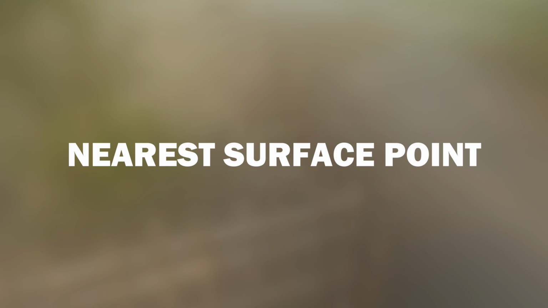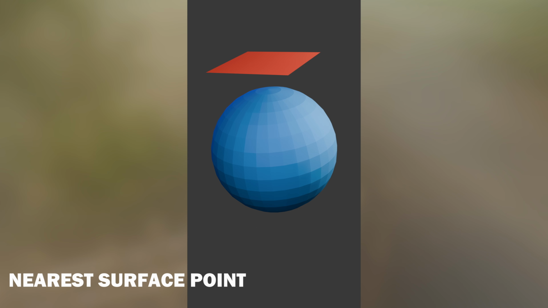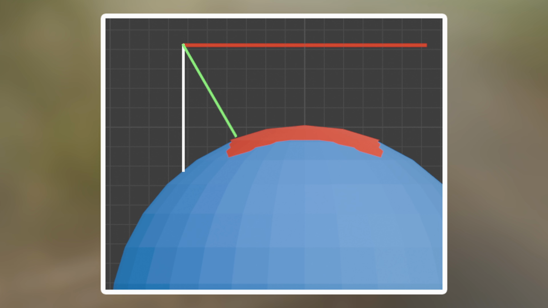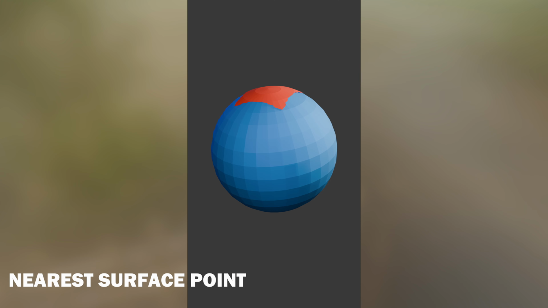The first wrap method is nearest surface point. It works by moving every point of our sticker, not just the vertices, but also the points in between, to the nearest spot on the surface of the target object. You can think of it like a small magnetic force that pulls the sticker towards the 3D object along the shortest path. This method is ideal where the surface is smooth and obstacle-free, like a sphere or rectangle.